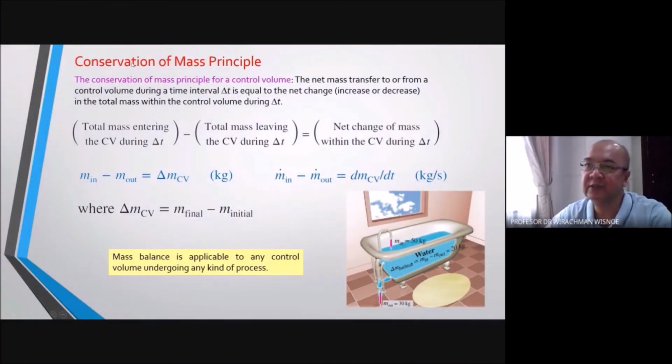Let's see the conservation of mass. The conservation of mass principle for a control volume. So now we are talking about a control volume, the volume that encloses our system. The net mass transfer to or from a control volume during a time interval delta t is equal to the net change, increase or decrease, in the total mass within the control volume during delta t.